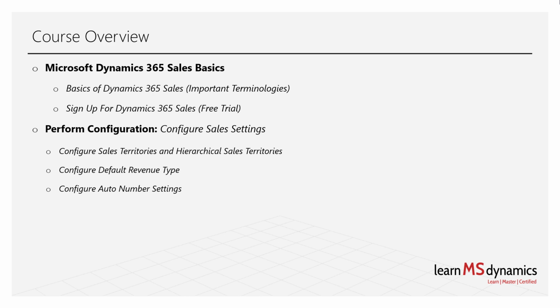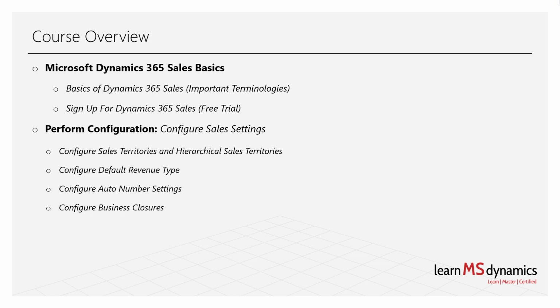Then you will learn how to configure auto number settings. Auto number allows the system to automatically generate a number for each document that you create. This is applicable for quotations, orders, invoices. So you will learn how to configure auto numbers for these entities and how you can use it in Dynamics 365. So we'll discuss that.